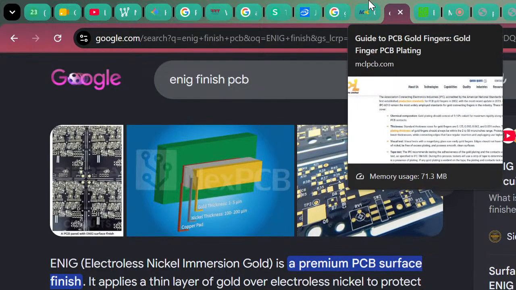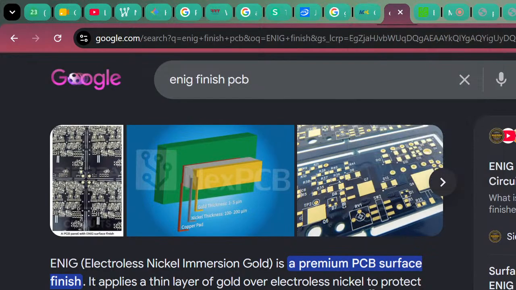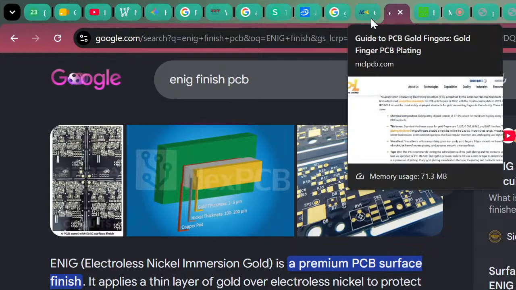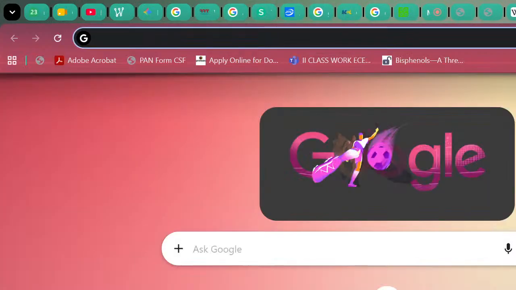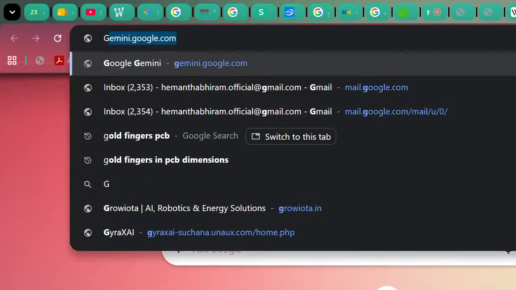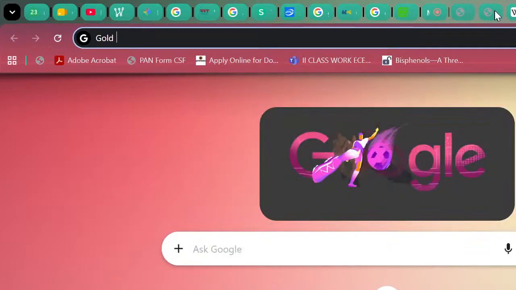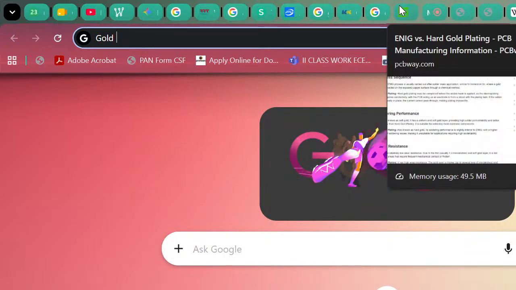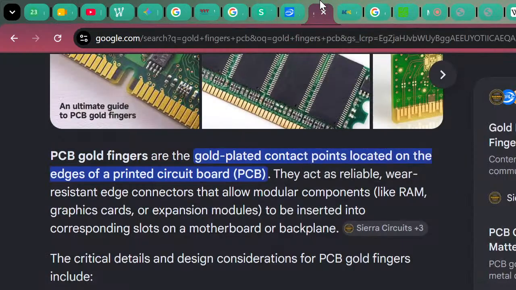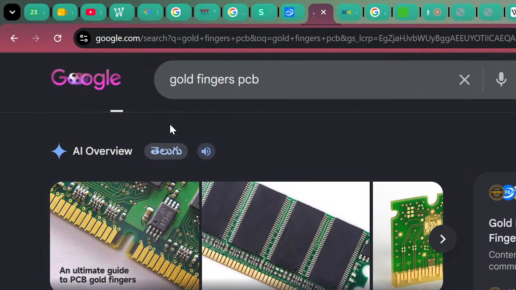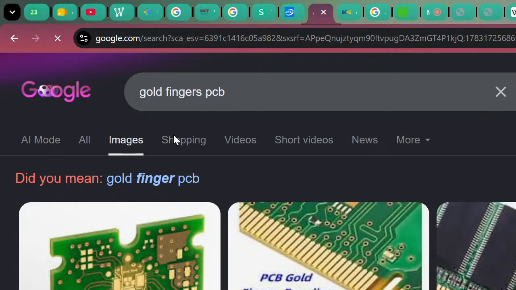There is one more thing before I really explain ENIG. First I will show you gold fingers in PCB, then I will tell you about ENIG finish. Let me check if I have that page already. Yeah, here we go. I will show you the images first.